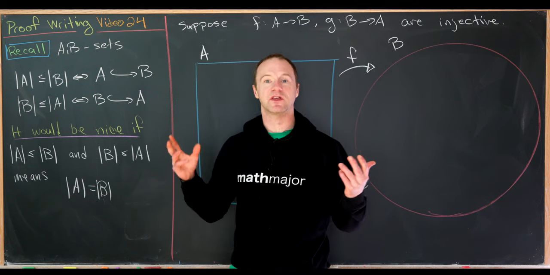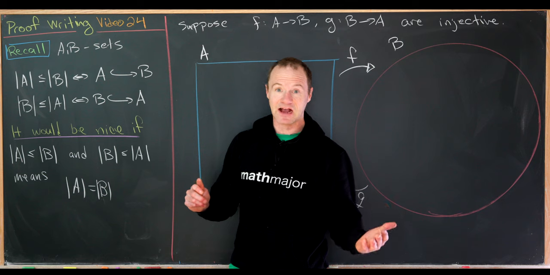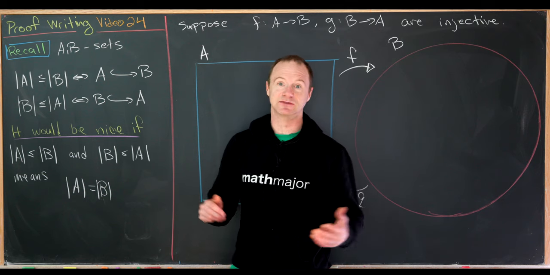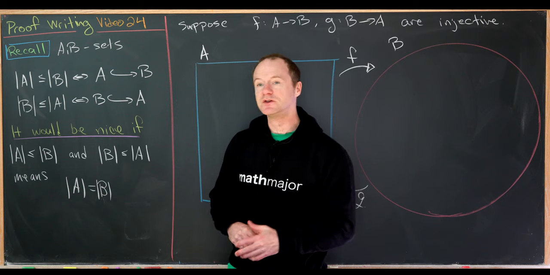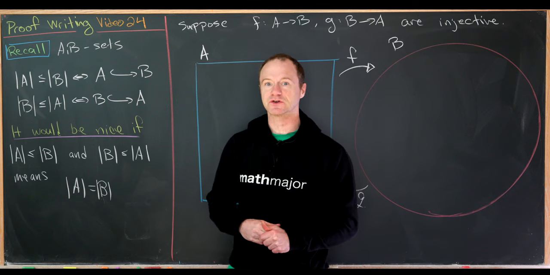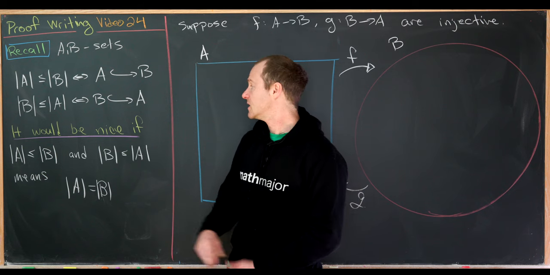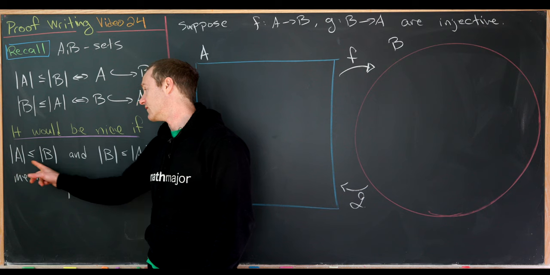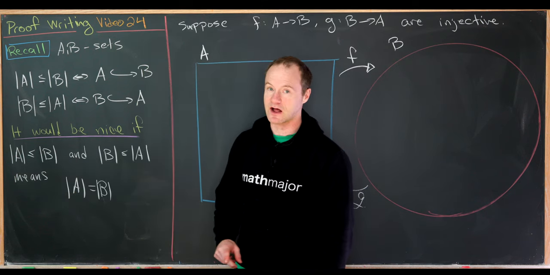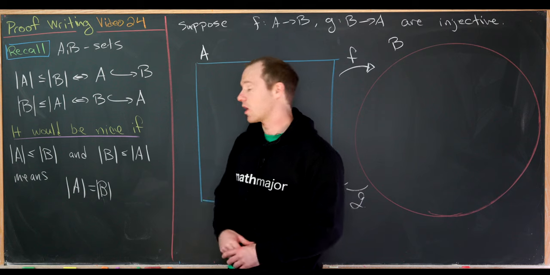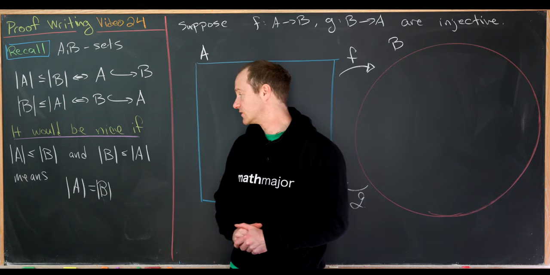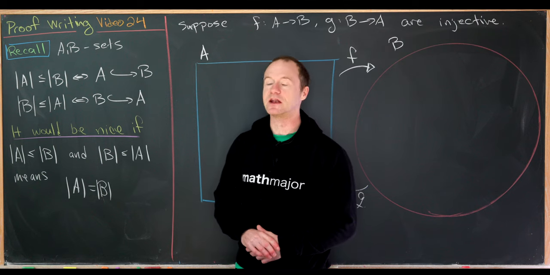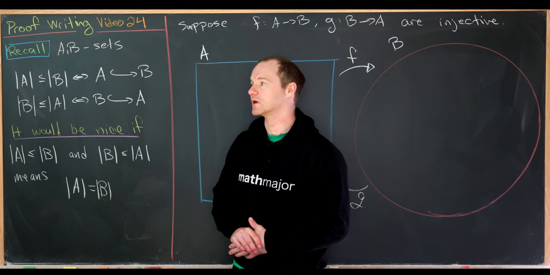And so we know with numbers, if X is less than or equal to Y and Y is less than or equal to X, then X must be equal to Y. So it would be nice if that were also true for cardinality. In other words, if the cardinality of A is less than or equal to the cardinality of B, and the cardinality of B is less than or equal to the cardinality of A, then they have equal cardinality. In other words, A and B are equinumerous.